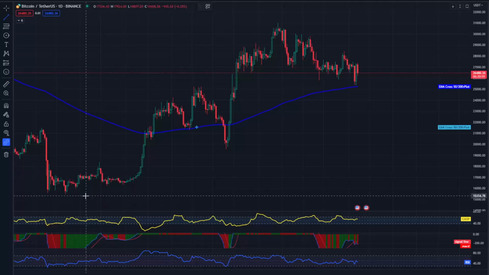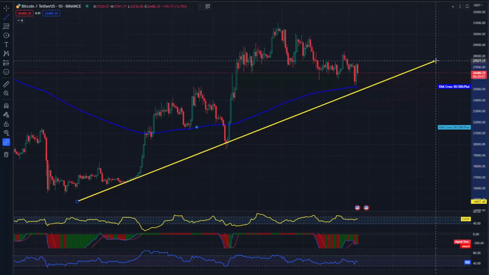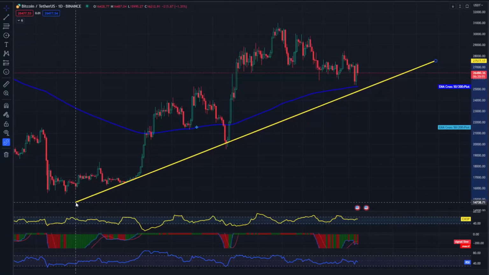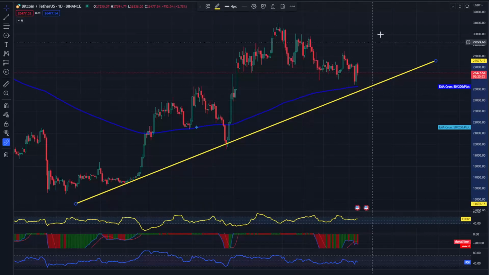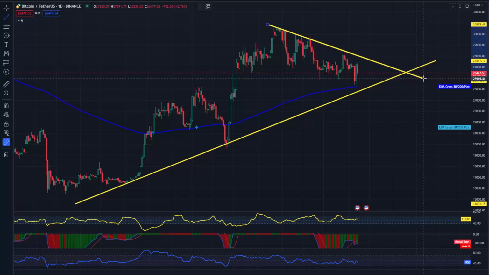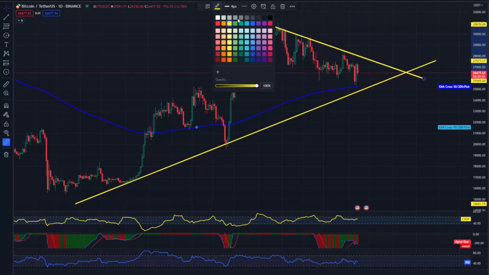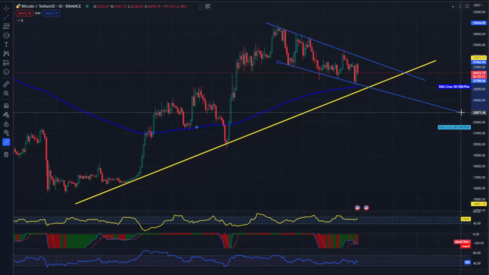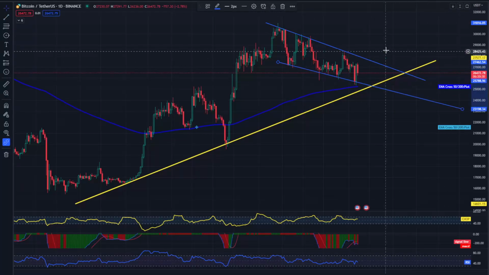Let's start by checking the current situation on the BTC pair to USDT, taking into account the one-day interval. First, we will use the yellow line to mark the uptrend line that the price is moving at the moment. Locally, we can mark the downtrend channel with blue lines.